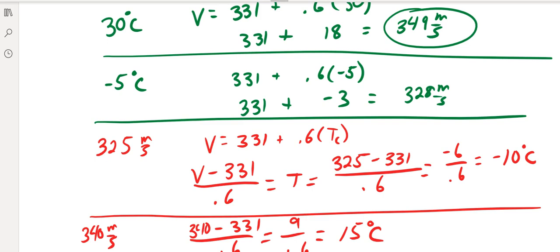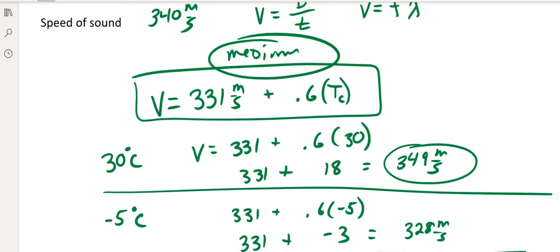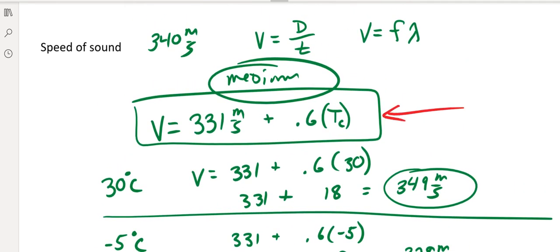Room temperature is typically around 72 degrees Fahrenheit, which is around 22 degrees Celsius, which is going to put you in the 342, 343 range. So a lot of times we use 340, but if you want to be more precise, you will use this equation to find the speed of sound in air.